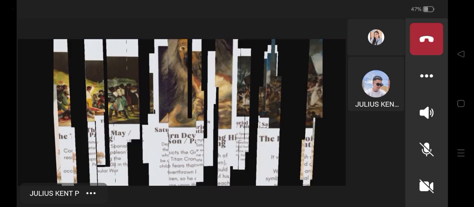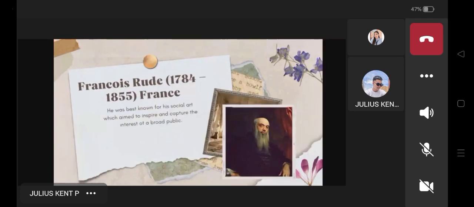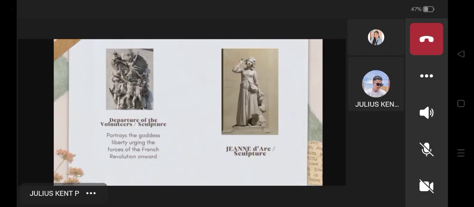The next artist, yan, si Francois Rude. Yan. He was best known for his social art which aimed to inspire and capture the interest of the broad public. Tapos, ito yung kanyang mga sculptures. Yan. Departure of the Volunteers. Yan. Portrays the goddess Liberty urging the forces of the French Revolution onward. Yan. Tapos, nagawa niya ito 1792.